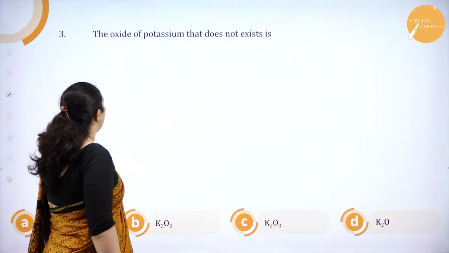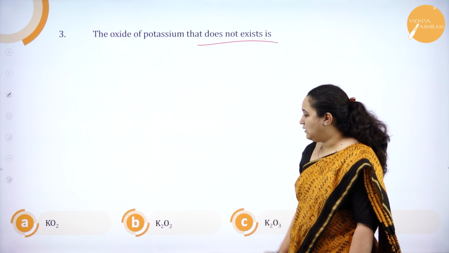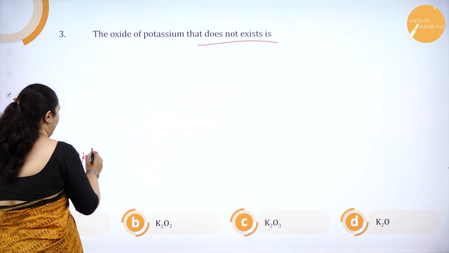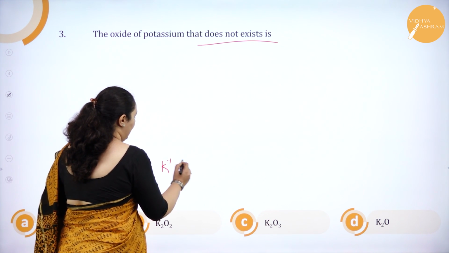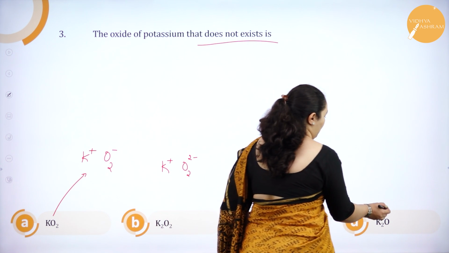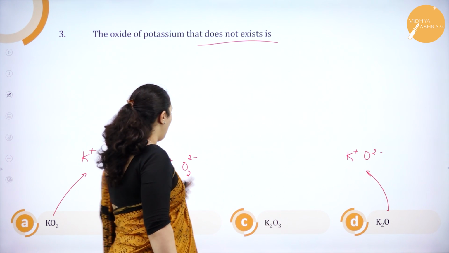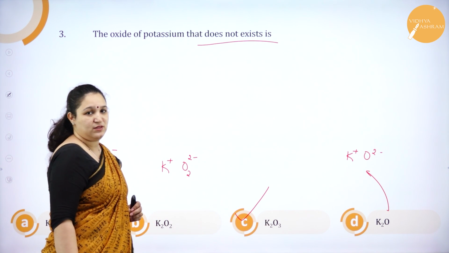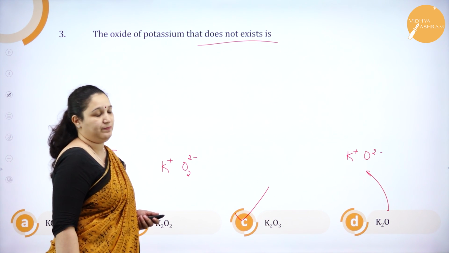Next, third question, the oxide of potassium that does not exist. Okay, what are the options which we have? KO2. KO2 is superoxide, K plus O2 minus. K2O2 is peroxide, so we have K plus O2 2 minus. Then we have K2O, which is just oxide, potassium oxide. These are the common oxides of potassium which is there. This is the one which does not exist. Okay, so the correct answer for the question number 3 is K2O3.